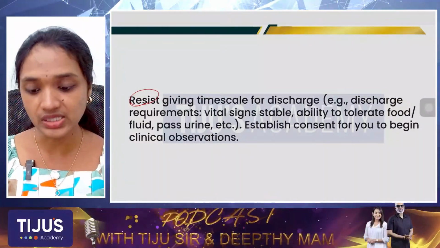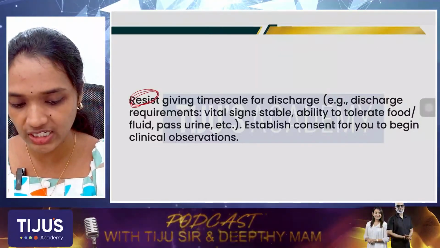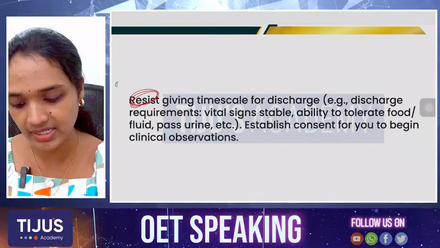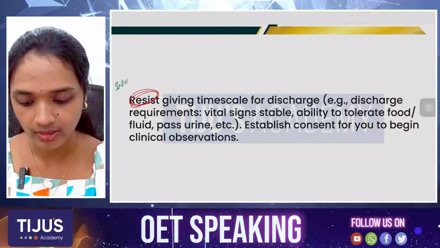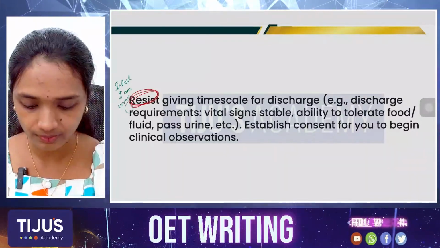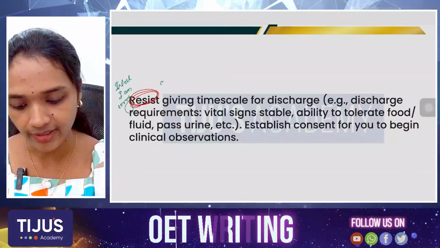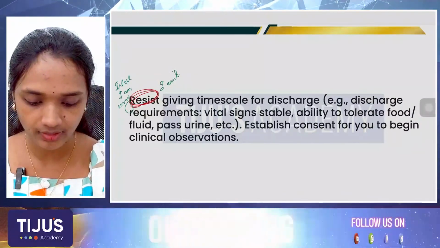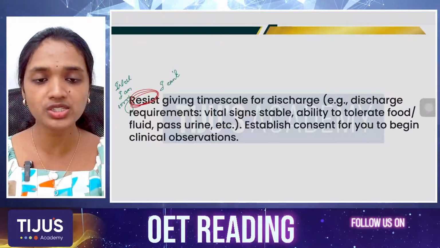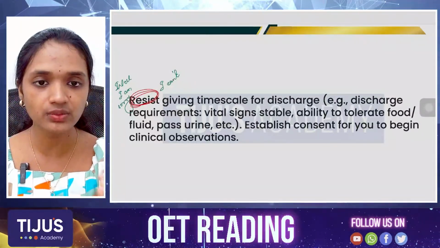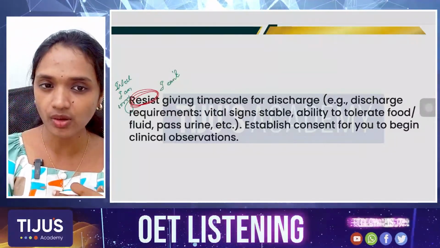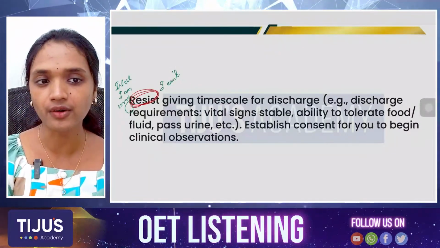Whenever you're getting this word resist as a first keyword, what you are supposed to do is, first of all, say sorry. Well, I'm so sorry, I can't give. This is something which you can say here. Don't use the word resist. Instead of that, what can you say? Well, I'm so sorry, I can't give the time scale for the discharge.